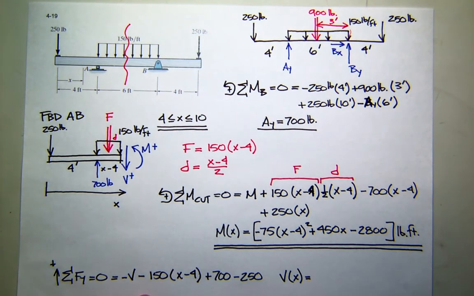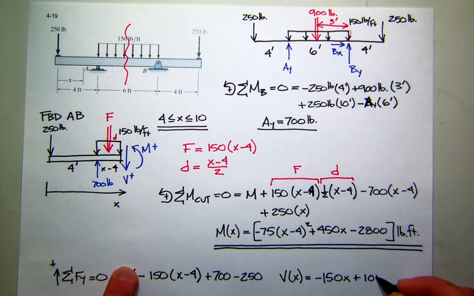So I can do a little tidying up here. So that'll be negative 150x. And then I've got this, which is positive 600, plus this is 1300, minus 250 is 1050. And that would be positive. Hopefully I did that right. It is.